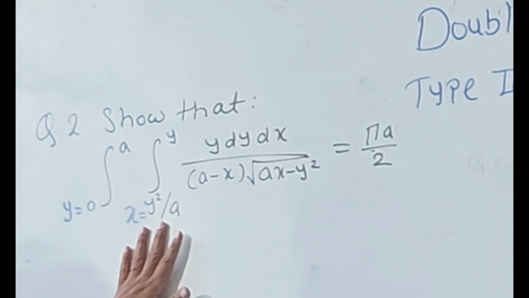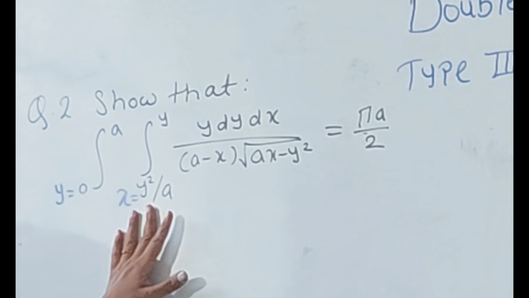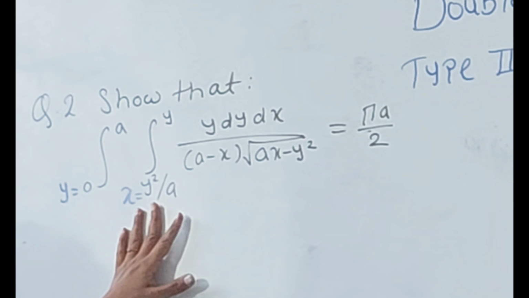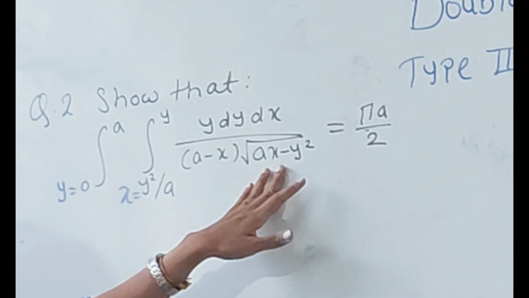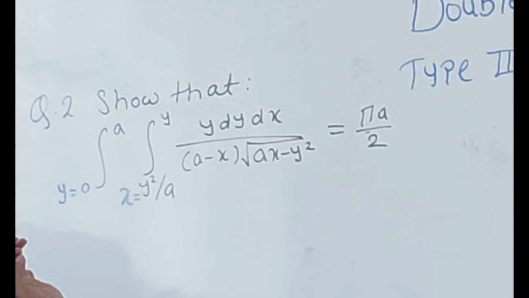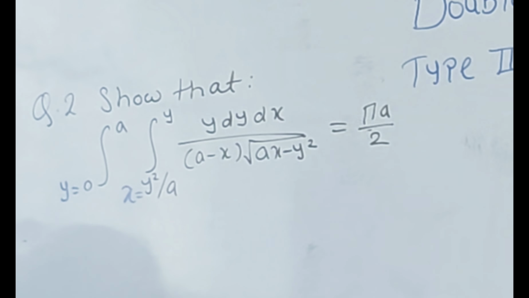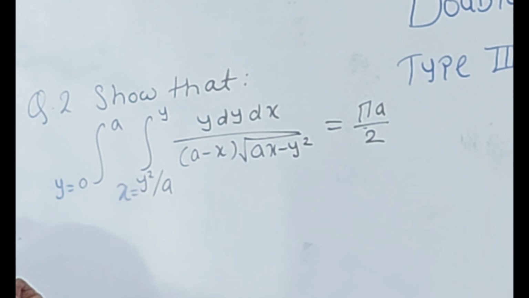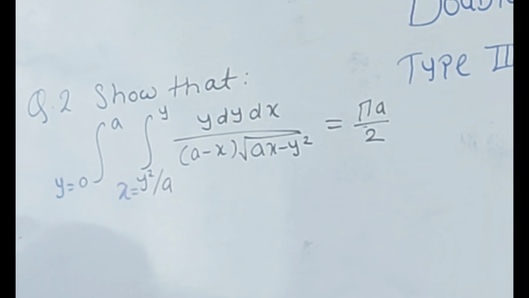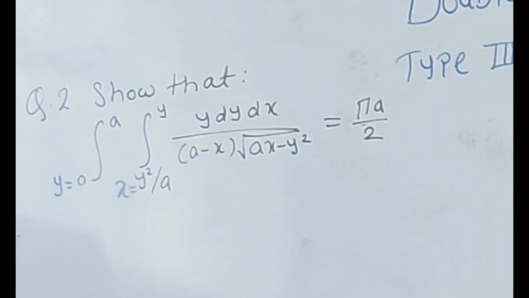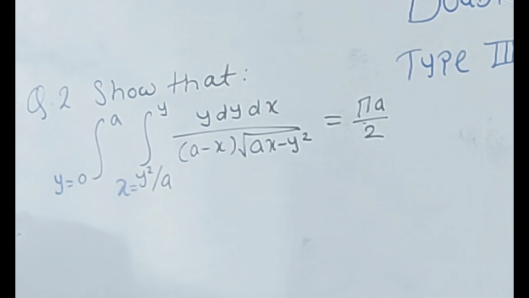So if x is the variable limit, we are going to integrate with respect to x. This term is in terms of x, this term is also in terms of x. So it will be difficult to evaluate the integration in this case also, and we don't have any standard formula to evaluate this. So for such cases, there is need to change the order of integration.